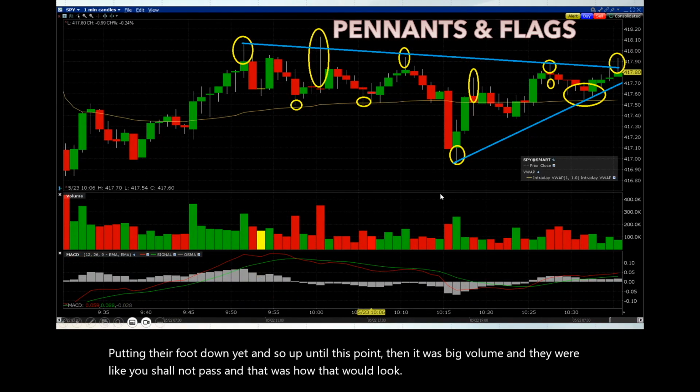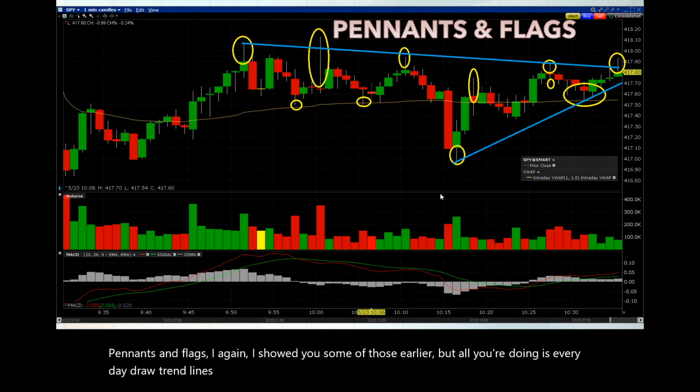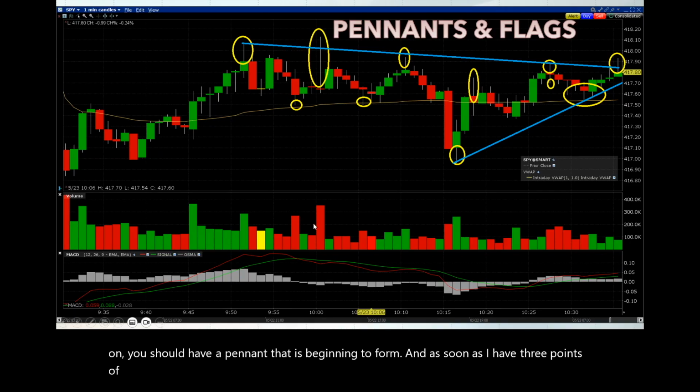Pennants and flags, again, I showed you some of those earlier, but all you're doing is every day drawing trend lines and seeing if you have any sideways movement that's been going on. You should have a pennant that is beginning to form. And as soon as I have 3 points of reference on a trend line, and this one doesn't give me a very good one, I'll try to find one that does.